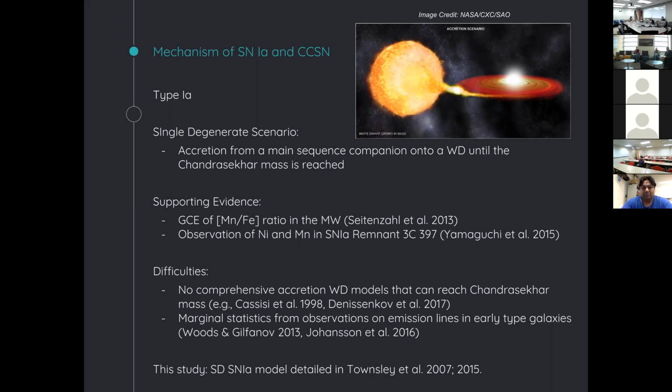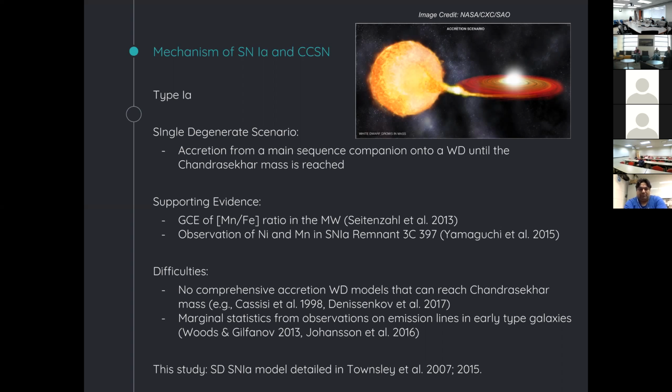They require the presence of a single degenerate system. But unfortunately, there are also difficulties with this model. There's no clear way that a white dwarf that starts off at, let's say, for instance, 0.8 solar masses can accrete enough material without blowing it off in nova bursts to reach the Chandrasekhar mass. It would take, we think, too long.